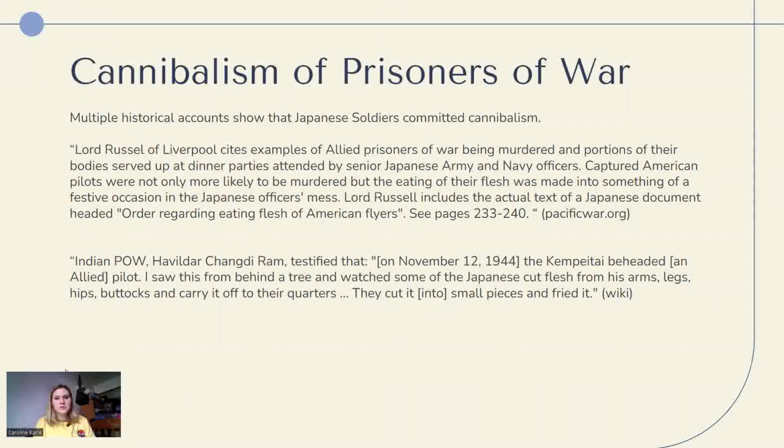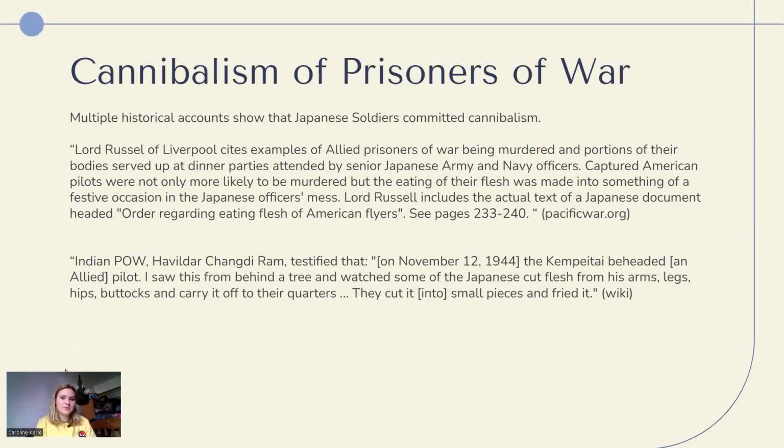Multiple historical accounts show that Japanese soldiers committed cannibalism. Lord Russell of Liverpool cites examples of Allied prisoners of war being murdered and portions of their bodies served at dinner parties attended by senior Imperial Army officers. Captured American pilots were more likely to be murdered, and the eating of their flesh was that of a festive occasion. An Indian prisoner of war, Habidar Ram, testified that the Kempeitai beheaded an Allied pilot.